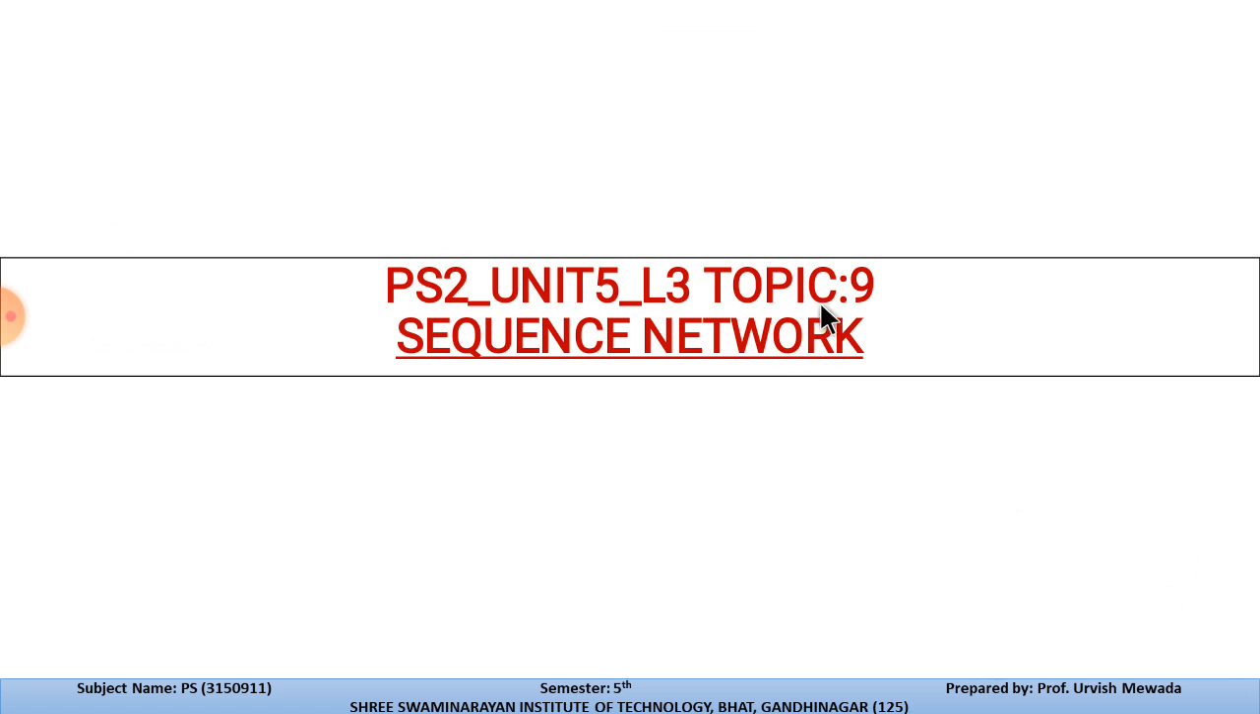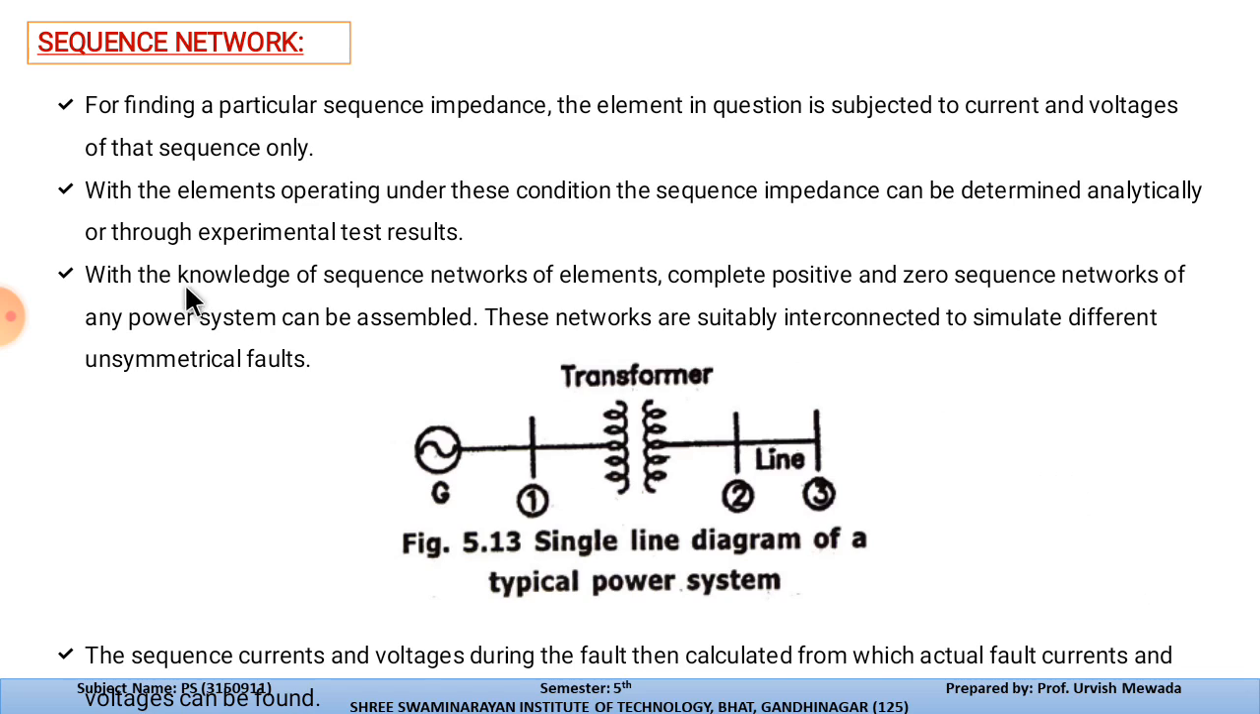This is topic number 9 for this lecture number 3 of unit number 5. Over here you can see the sequence network. Here we have considered a single line diagram of a typical power system. In a power system generally we have a generator, then bus bar, then transmission line, then the transformer, whether step up or step down as per our requirement. Then after the transmission line we have the bus, and then the distribution system. Again we have the bus, LT and HT distribution. So this is our single line diagram of a typical power system.